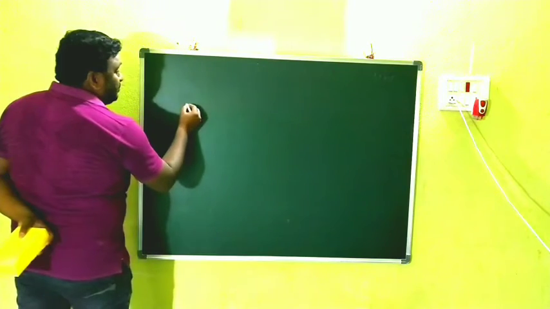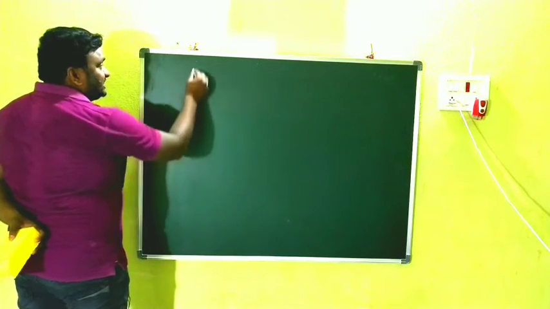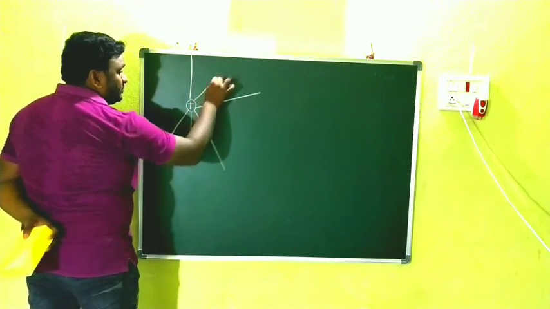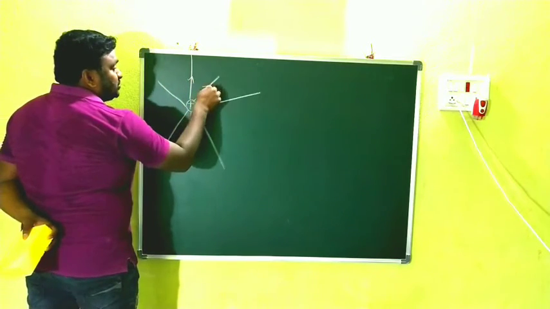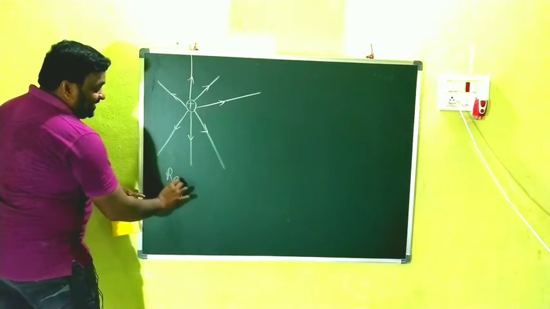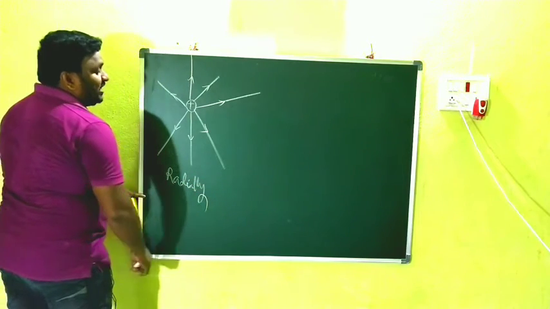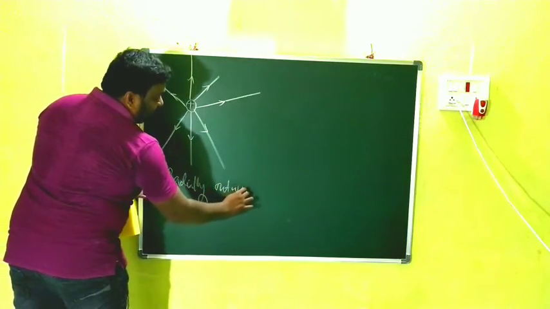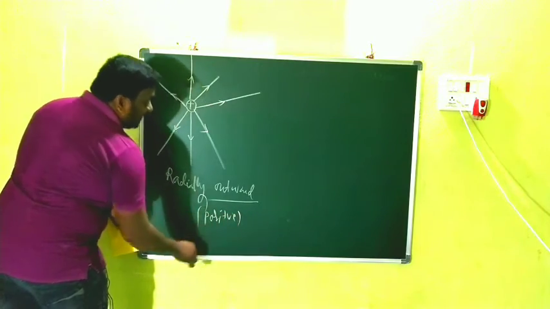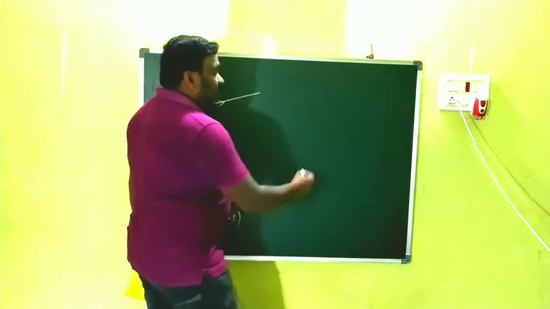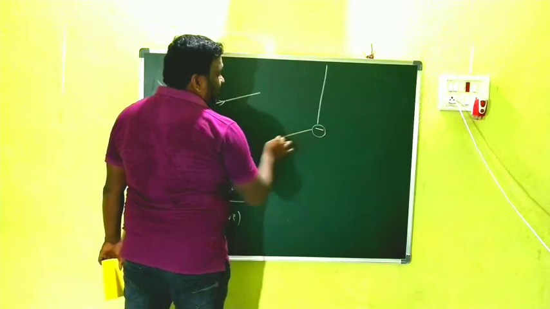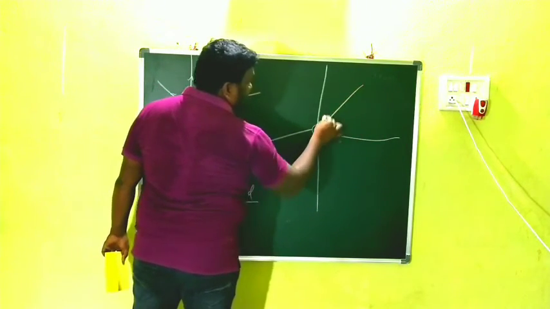If you take some positive charge, the electric field lines are shown like this. Clear children? So for a positive charge, electric field lines are shown like this. That means we represent the electric field lines in the radially outward direction for a positive charge. In the case of a positive charge, electric field lines move outward. And if you take a negative charge, we represent the electric field lines as radially inward.